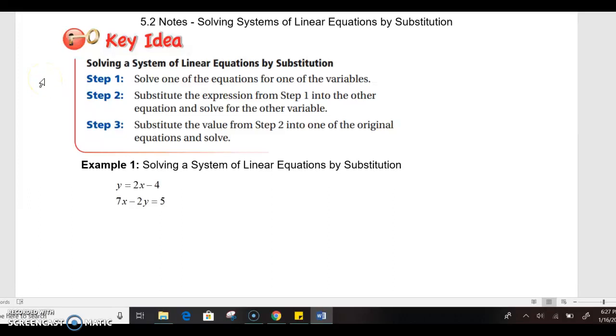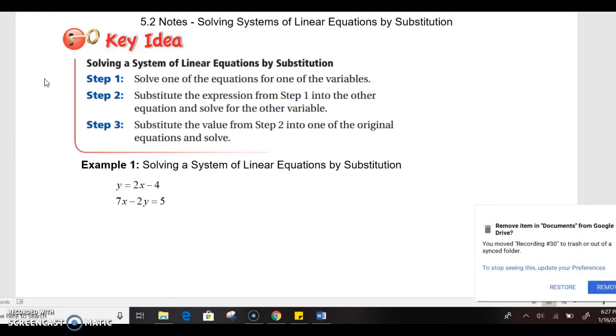Hi, pre-algebra students. So we're going to look at section 5.2 notes on solving a system of linear equations by substitution. So far, we've learned how to use a graph to solve a system. So today we're going to look at the first method we can use to solve a system of equations algebraically.